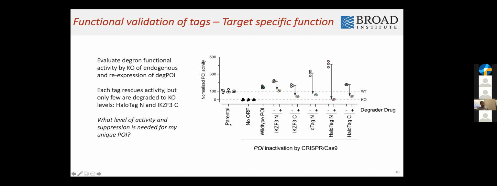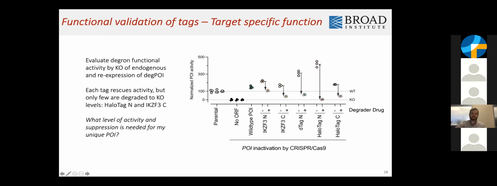And what we were really surprised to see is that all of these Degron tagged constructs were actually hyperfunctional. Not only did they rescue to the level of wild type, in some cases we were seeing something like 400% the activity of our parental cells. Nevertheless, when you add the degrader drug, we could see a decrease in that activity. Interestingly, it was only the most highly expressed construct that was also the most potently degraded back down to the level of knockout. And so now it's a target-specific question again of which one of these technologies is going to be the best case scenario for you.